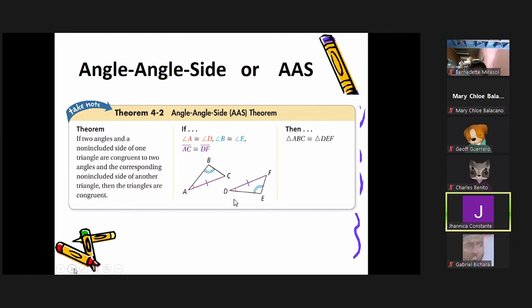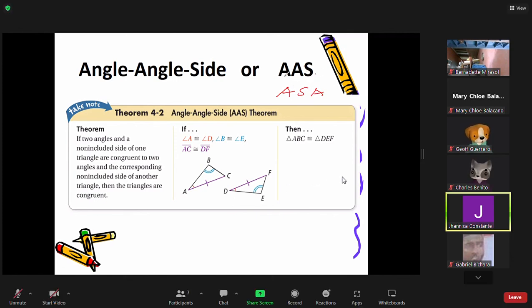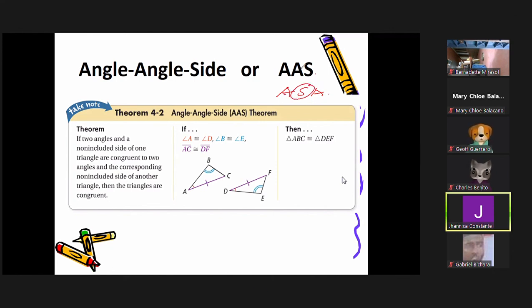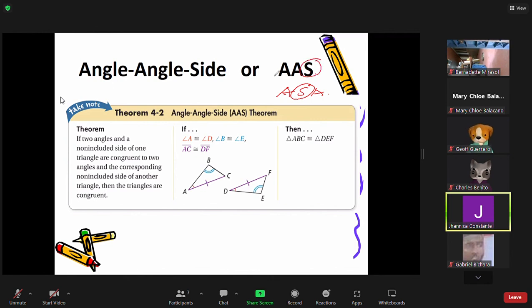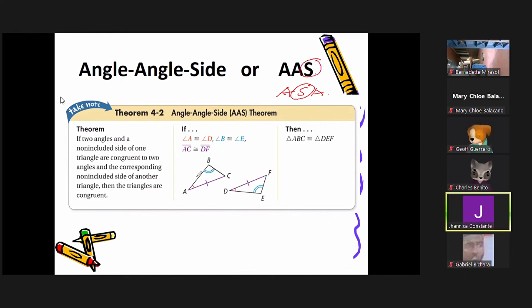The last postulate that we have is the angle-angle side. See, angle-angle side is not the same as angle side angle. Hindi sila same, ha? ASA is not the same as your AAS or angle-angle side. Kasi si ASA, si side, nasa gitna ng dalawang angle, while si AAS, si side, nasa pagitan or katabi ng isang angle that is given. Okay, that's the difference between the two. Hindi sila the same, ha?